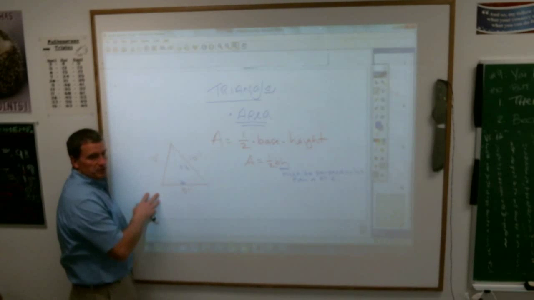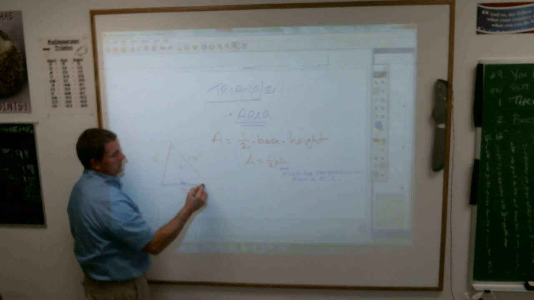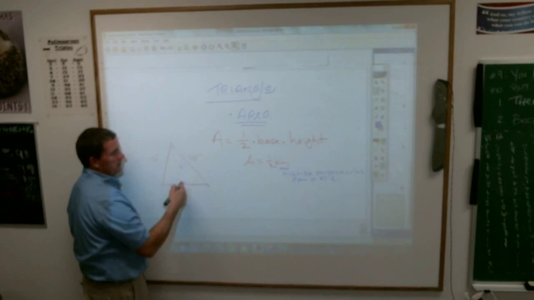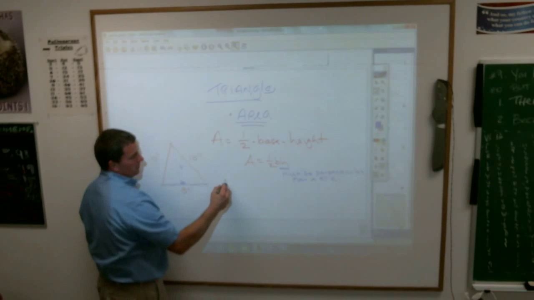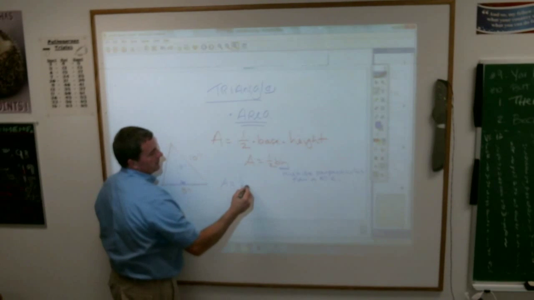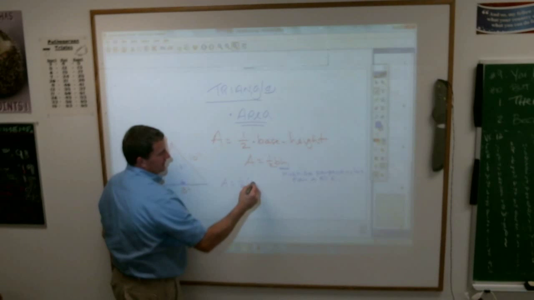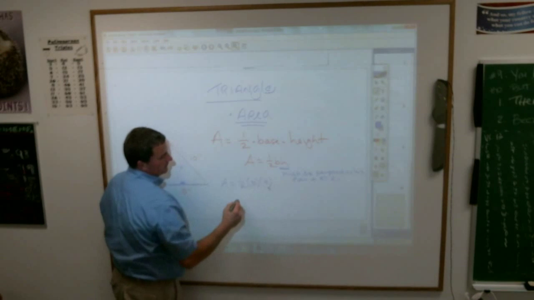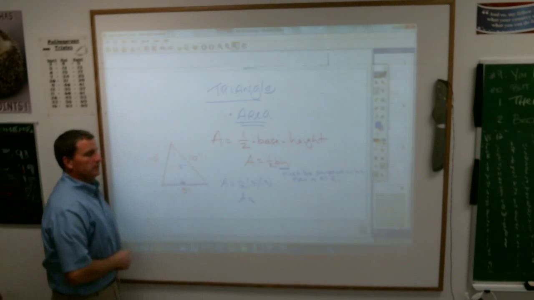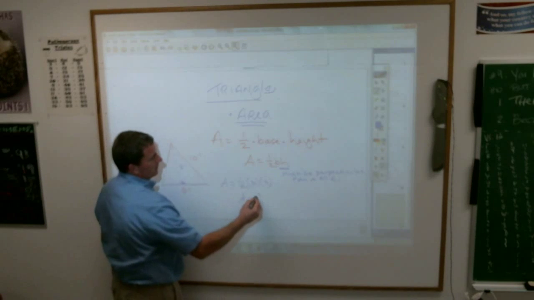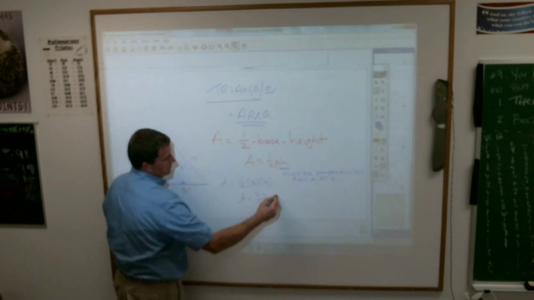What's going to be the base? What's going to be the height? Well, we usually call this the base. The right angled line that goes straight up is the height. So area equals 1/2 of 8 times 8. Half of 64 is 32, thank you very much, inches squared.